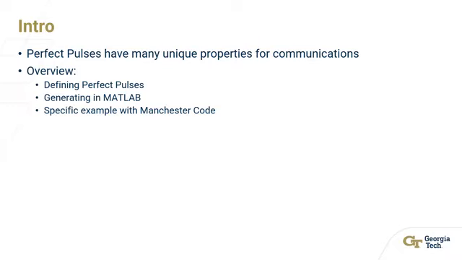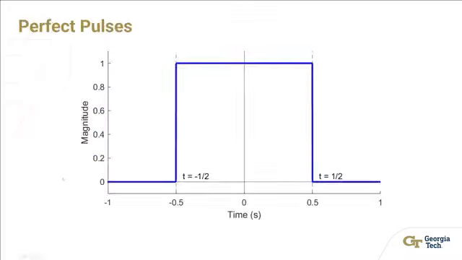So just a quick overview of this presentation. We'll define perfect pulses mathematically, then Tyler will get into some MATLAB code he worked on, which generates perfect pulses, which we can do Fourier transforms and stuff in the computer with. And then we'll get into a specific example using Manchester code, which shows some of the power of perfect pulses.